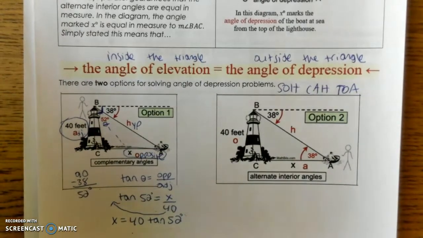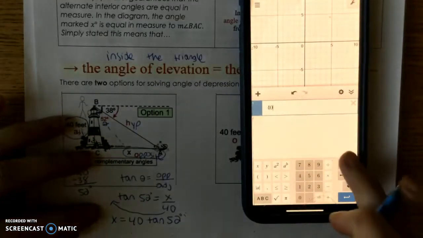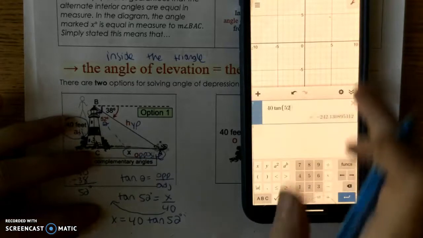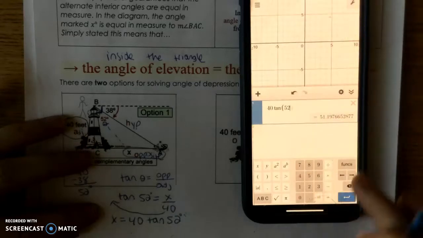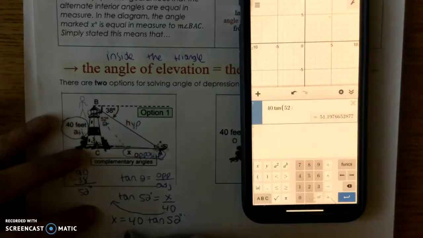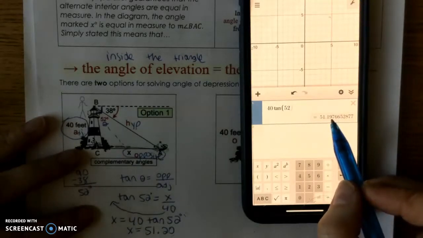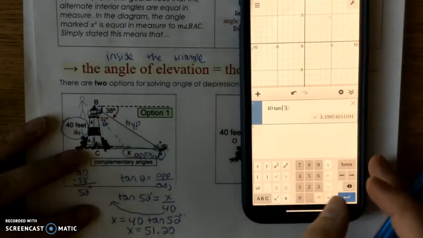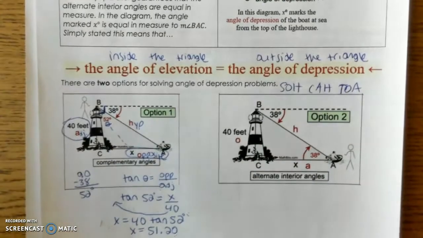Let's go ahead and pull up Desmos. 40 tangent 52, and again I need to make sure I'm in degrees because it defaults back to radians. All right, so 40 tangent 52, x is equal to 51.20. Do you see the 7? The 7 bumps the 9 up to a 10, so it turns it into 0.20. All right, let's see if we get the same answer the other way.